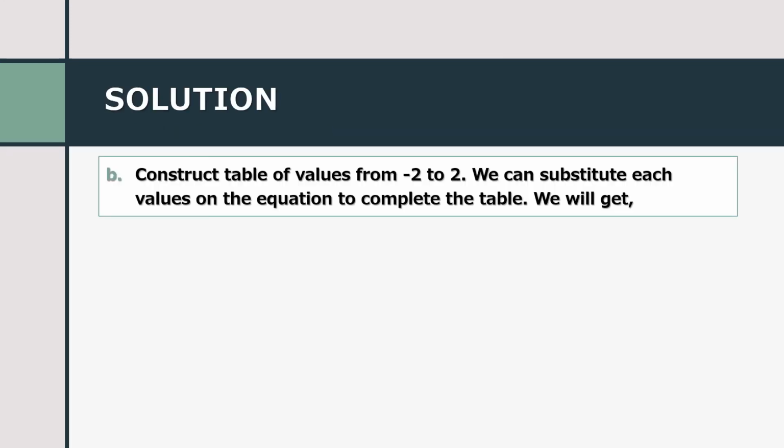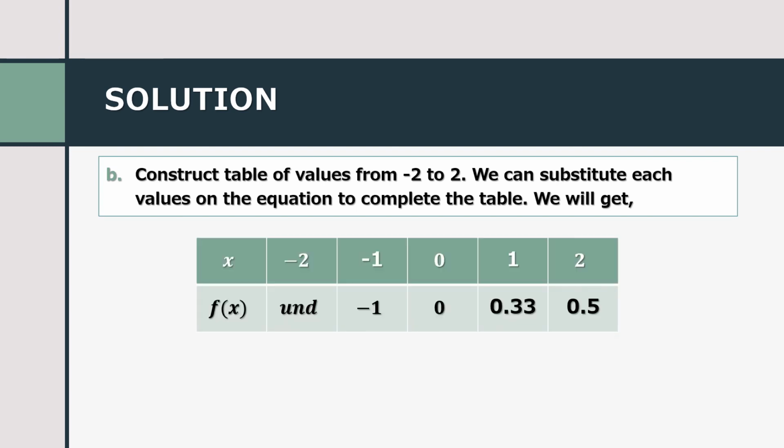Next is to construct the table of values using the values of x from negative 2 to 2. We can substitute each value in the equation to complete the table. We will get x is negative 2, negative 1, 0, 1, 2. Then the value of the function: if x is negative 2, it will be undefined. If it is negative 1, it will be negative 1; 0 gives 0; 1 gives 0.33; 2 will give 0.5.